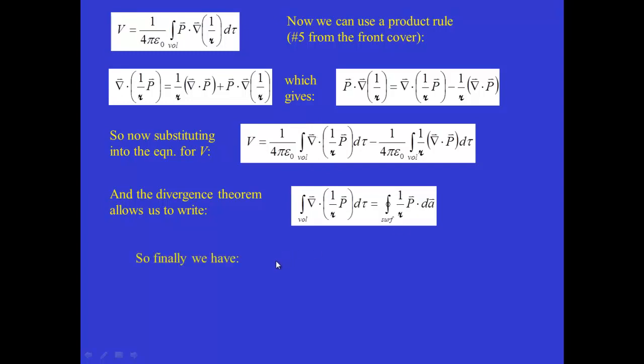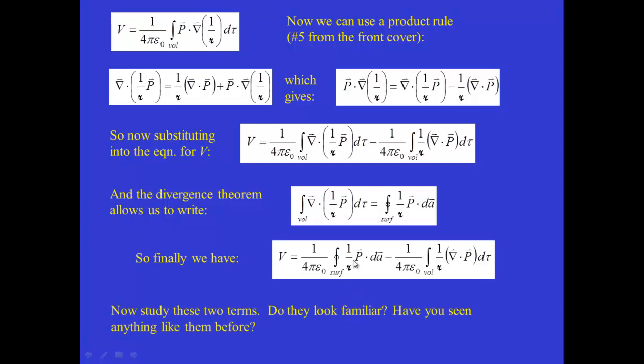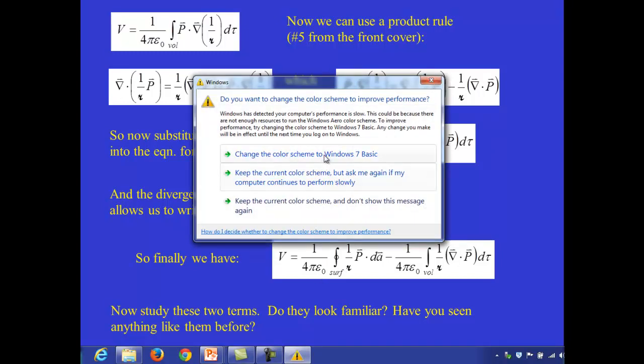All right. So what that gives, from the expression in the middle of the slide all the way down to the bottom, is an expression for the electric potential that's composed of the sum of two terms, one being a surface integral and the other being a volume integral. Now, study these two terms for just a minute, and I think you'll see that they actually look a little bit familiar. They actually have a very similar form.